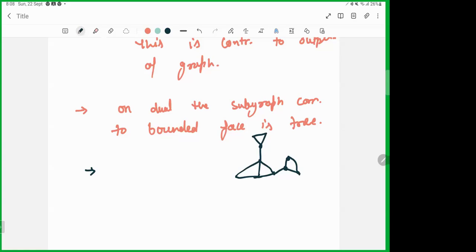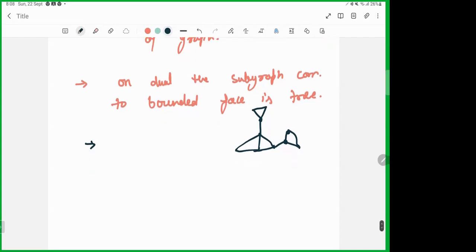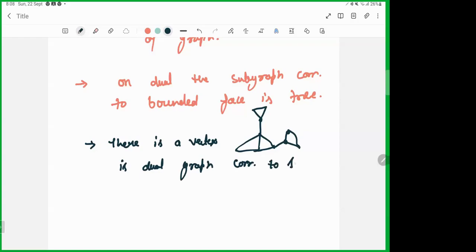Okay, let's write. What you are saying, I feel that there is a loophole, but your argument should go ahead. So we have to show that. What we have concluded from above means that there is a vertex in the dual graph corresponding to some bounded face which is of degree 1.